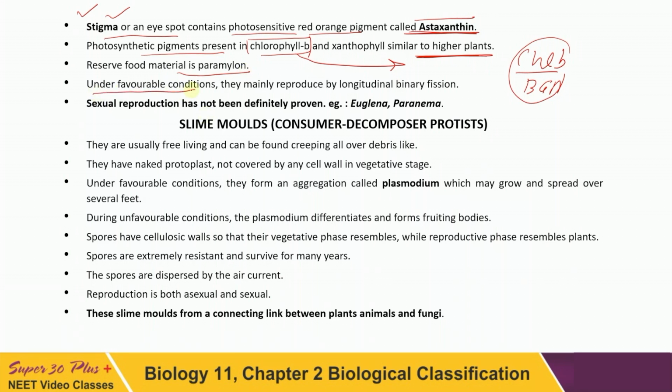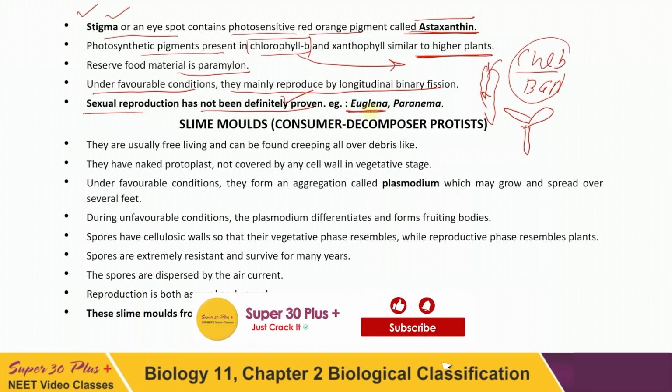Under favorable conditions, they may reproduce by longitudinal fission. You see, if this is the cell here like this, it will divide longitudinally in two, and each part is able to develop into a new organism. Sexual reproduction has not been reported yet. That's why sexual reproduction is absent. And the important euglenoids, the most popular one, on behalf of which the group is called euglenoids, is Euglena, and the other is Phacus.